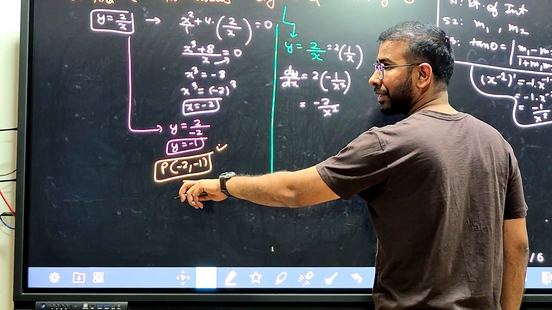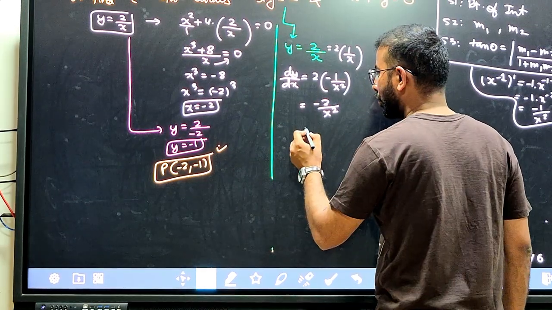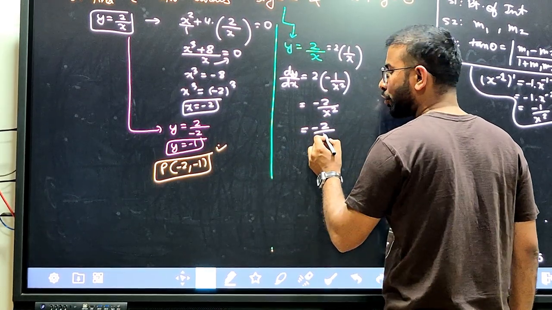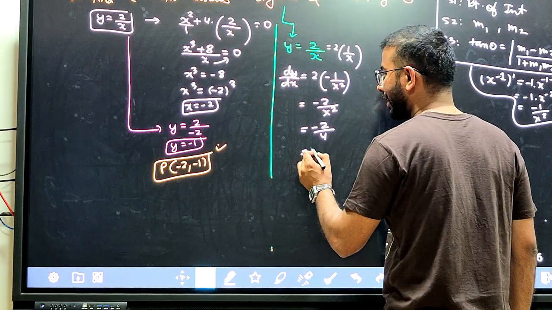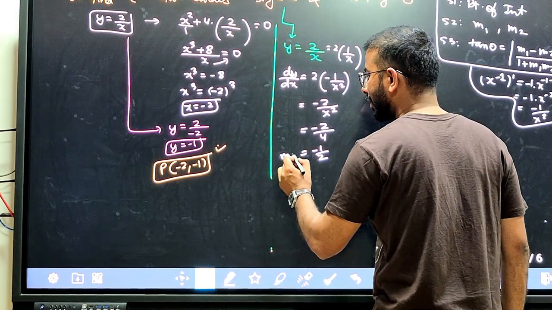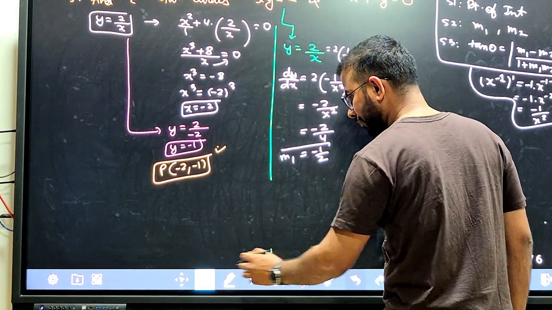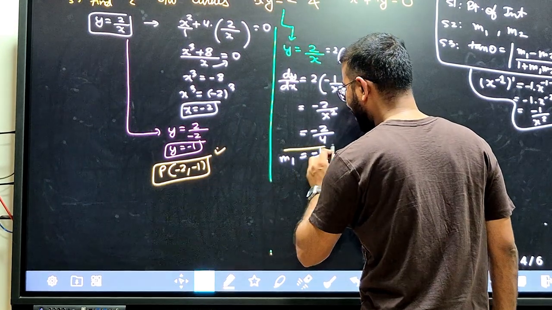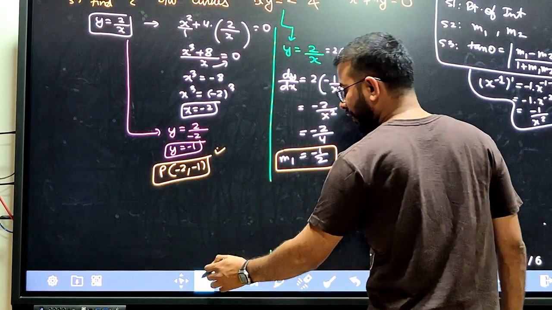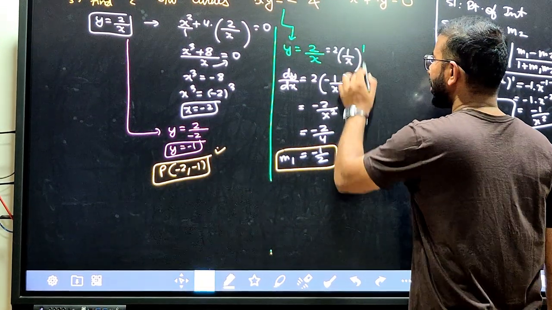Now, what is the value of x, guys? Minus 2, no? So you will get minus 2 upon minus 2 square, which is 4. So what you will get is minus 1 by 2. This is m1. So that's how we will get m1. You differentiate the first function and you substitute the point. That's how you'll get m1.